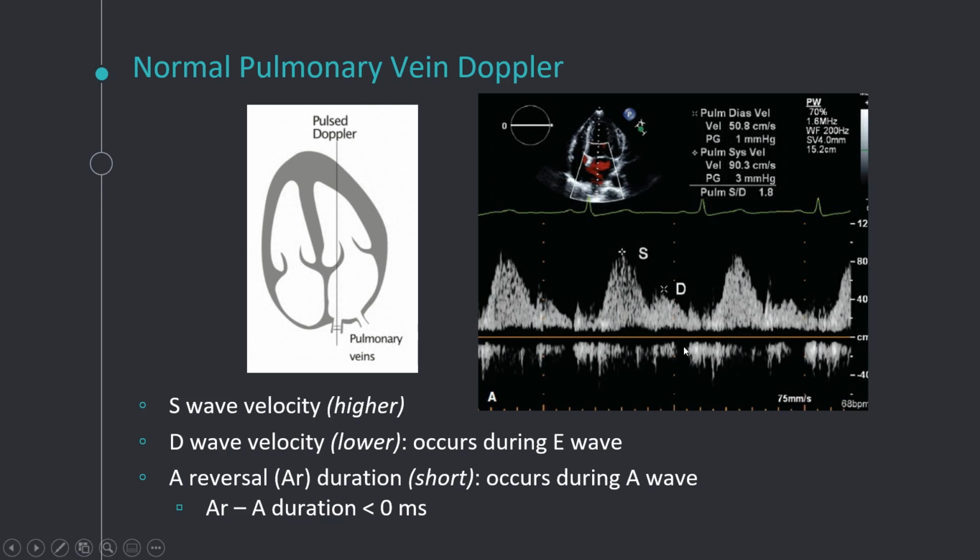And then you're going to have the A reversal at the end, which is often a little bit difficult to see, and it's a lot more visible during the transesophageal as well. And the only thing to take away from this would be that the S wave is usually higher than the D wave. Sometimes they're sort of equivalent, but definitely the D wave should not be higher than the S wave on a normal heart, is what we expect.